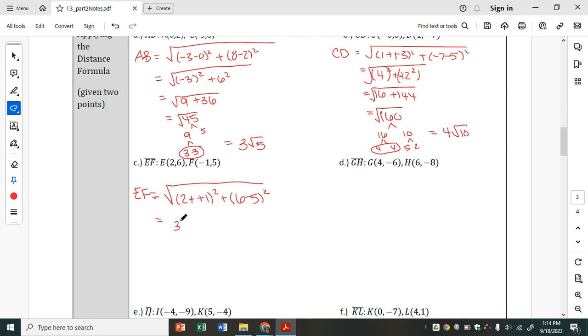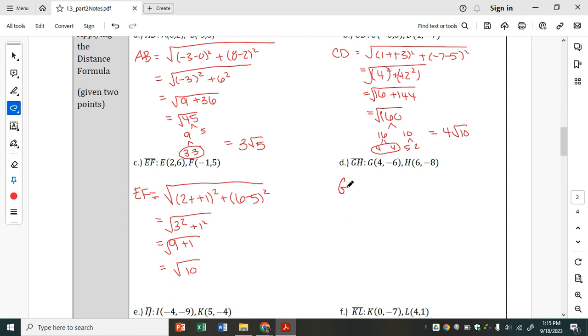Okay, so the double negative becomes addition. We end up with 3 squared. 6 minus 5 is 1. We have 1 squared. We know 3 squared is 9. 9 plus 1 is 10. And we really can't break down the square root of 10 at all. So that would end up being our final answer on C.